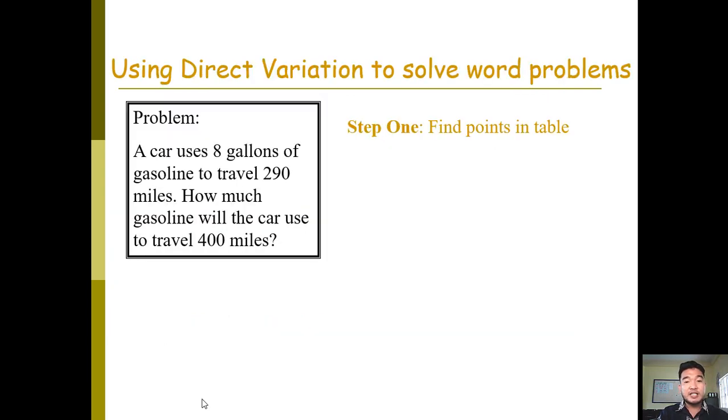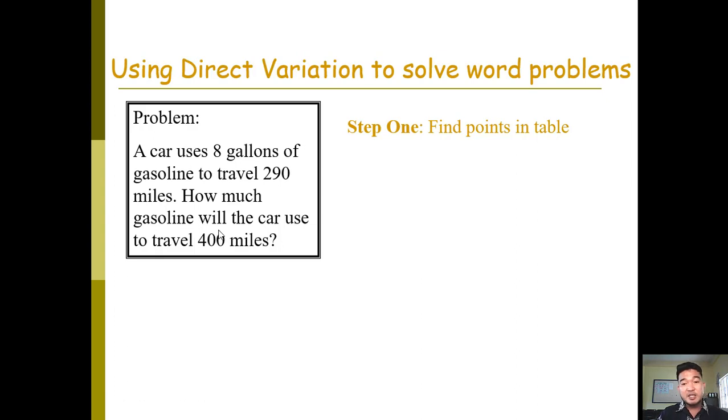Using direct variation to solve word problems. Here is the problem. A car uses 8 gallons of gasoline to travel 290 miles. How much gasoline will the car use to travel 400 miles? And yung car, nakakagamit siya ng 8 galon ng gasolina kapag 290 miles yung tinakbo niya. Eh ang tanong, gaano karaming gasolina ang magagamit niya kung 400 miles?